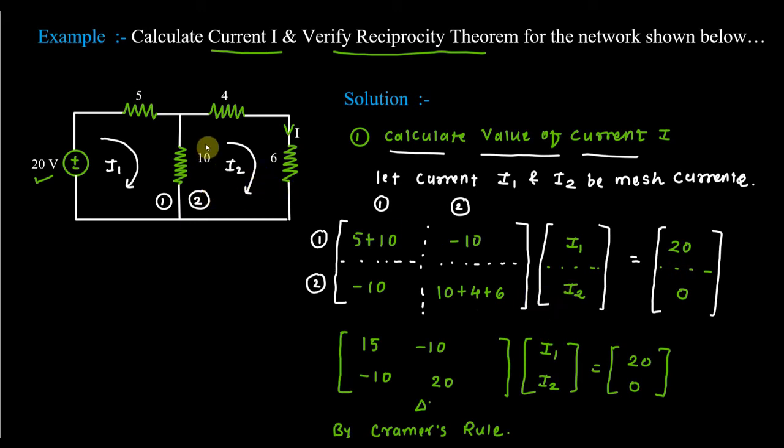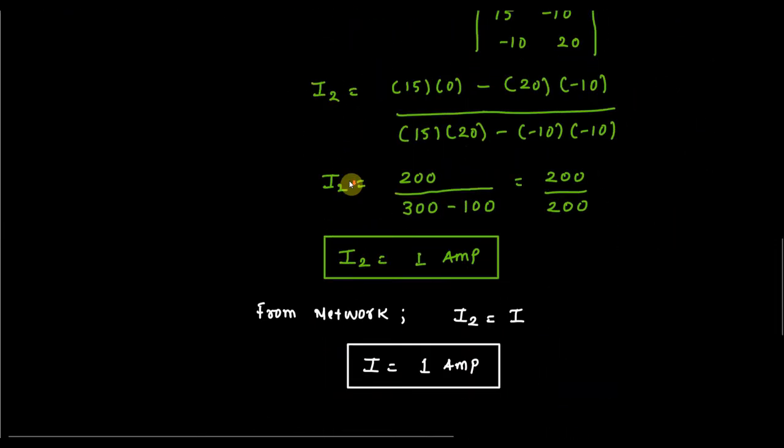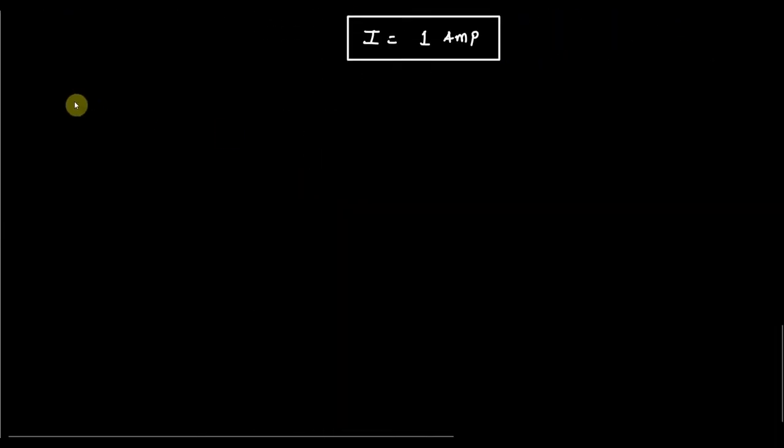Right, now similarly, in the second part, they have asked to verify the reciprocity theorem. Okay, now when we have to verify the reciprocity theorem, what do we have to do? We have to interchange the position of this 20-volt voltage source and this current I, and then find the value of current I. If I get the same value of current I, that means 1 ampere, we will say that our theorem is verified.